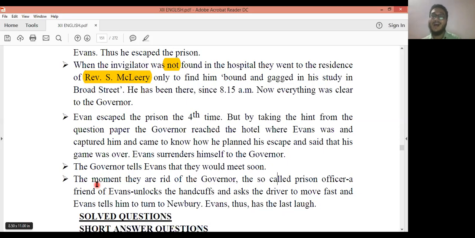Ivan thus has the last laugh. He started laughing again. So as per his plan, he got success and he escaped from the prison again for the fourth time. And again he played a trick.